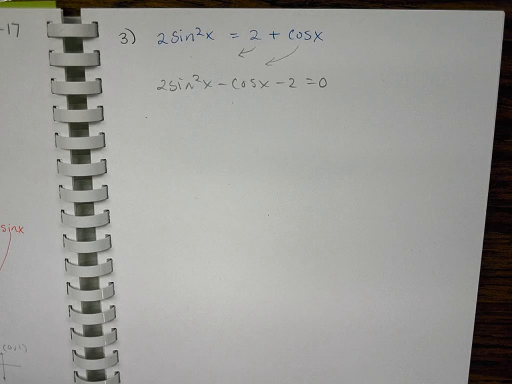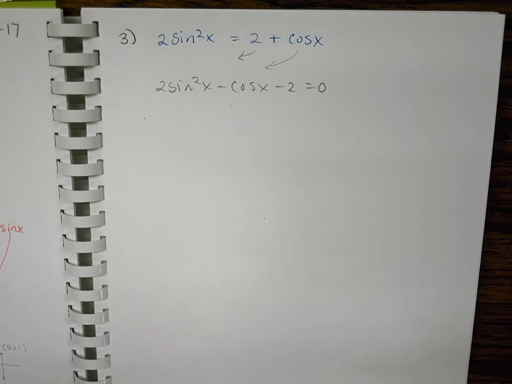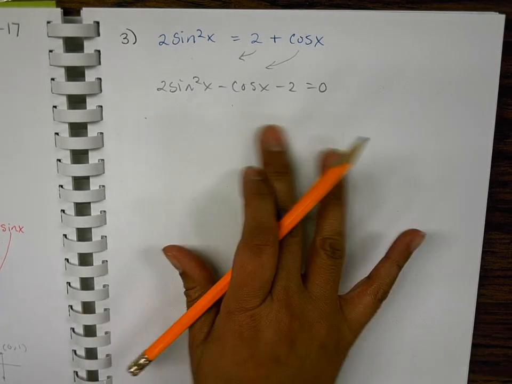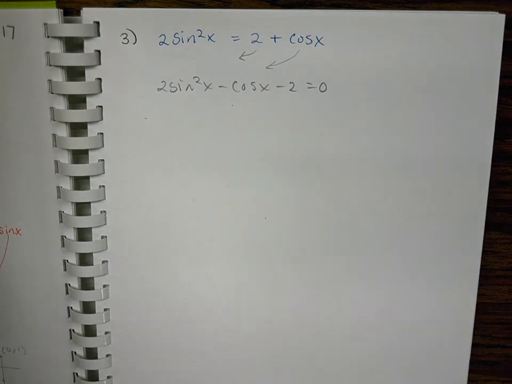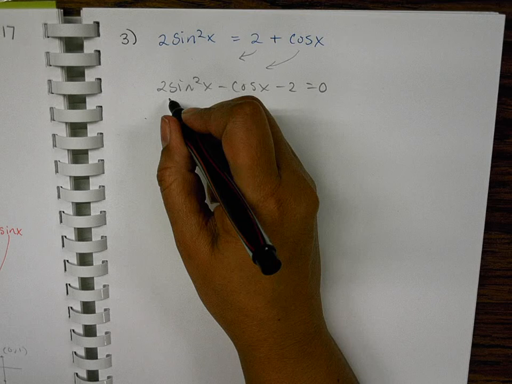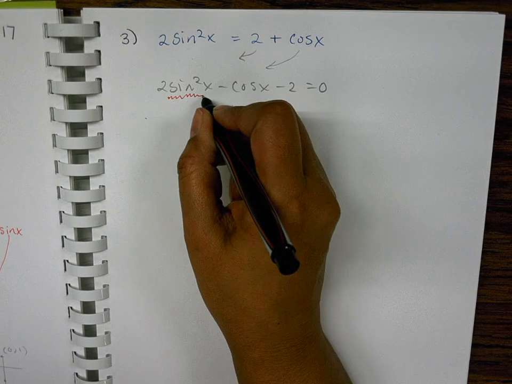All right, I cannot factor it the way it is. So I'm looking, can I use any identities? I can't use reciprocal identities because that's changing everything to sine and cosine, and that's already done. Now I'm going to use a Pythagorean identity, and I want you to recognize that the only choice I have is to change this one right here.